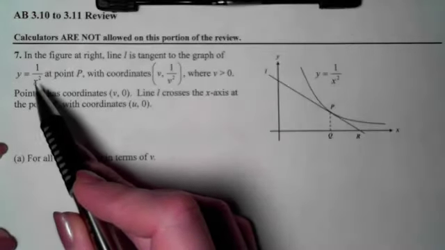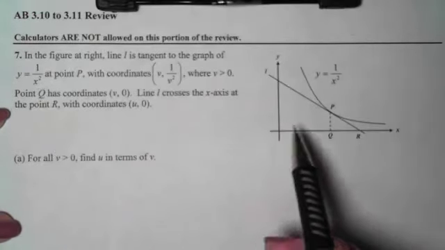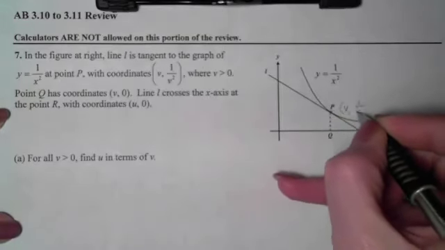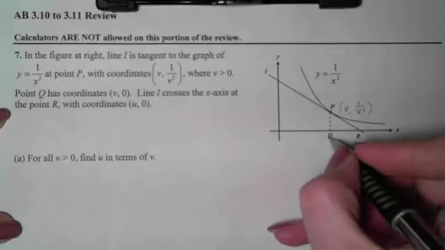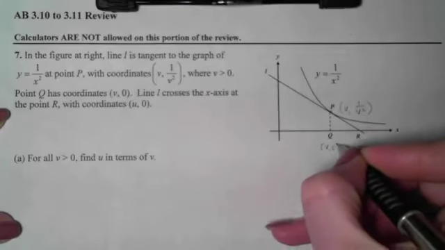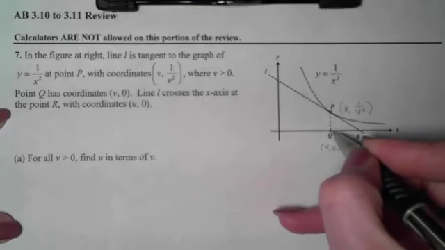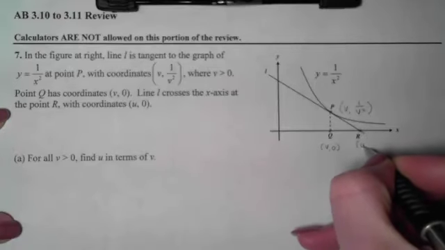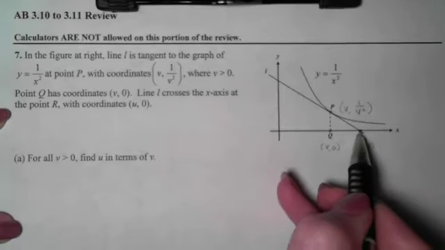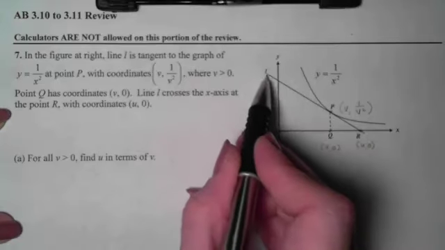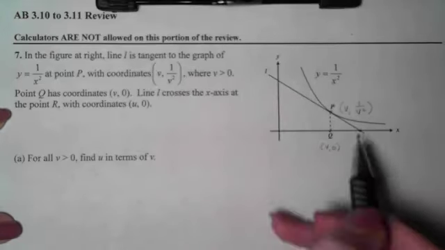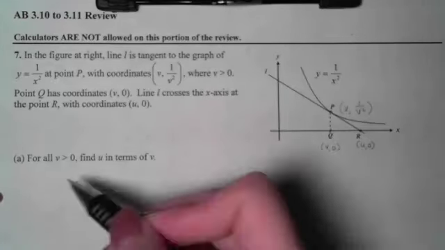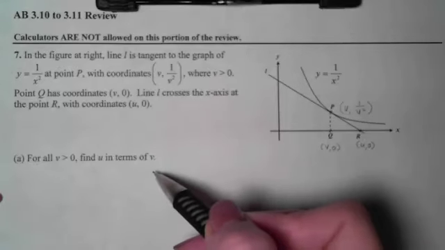Here we've got an equation, y equals 1 over x squared. We've got some coordinates, P, that are v comma 1 over v squared, and then we've got Q, whose coordinates are v, 0. Notice that the x coordinate of P and Q is the same. And then we have R over here, whose coordinates are u comma 0. What we notice about R is that it is the x-intercept of the line L, which is the line tangent to the curve at P. So our first job is to find u in terms of v.